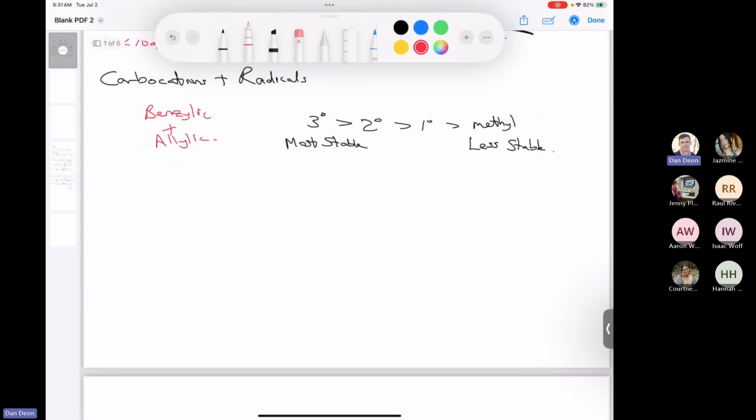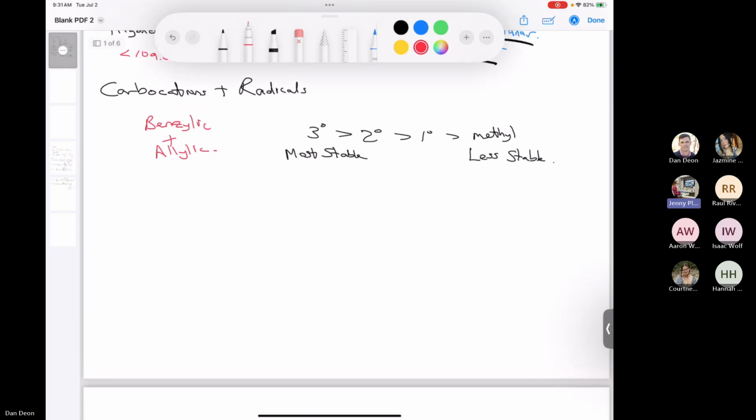All right. Let me think here. Hey, Mr. D. Yeah, go ahead. So there's not going to be a question like a secondary allylic versus a tertiary? Oh, absolutely. That's totally possible. Yeah.